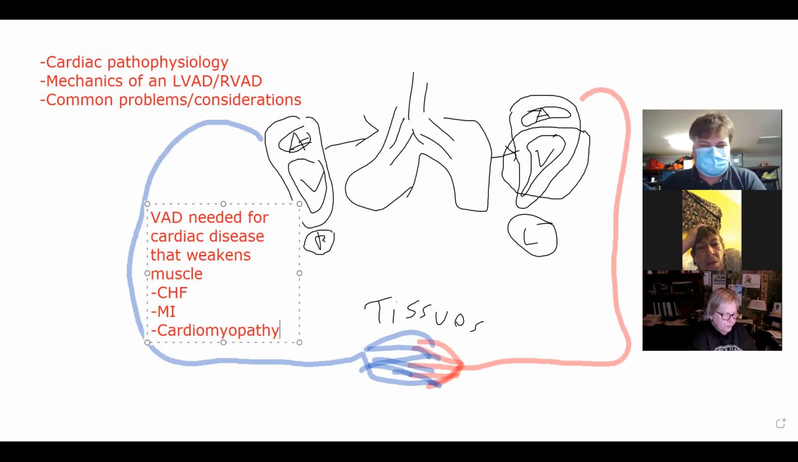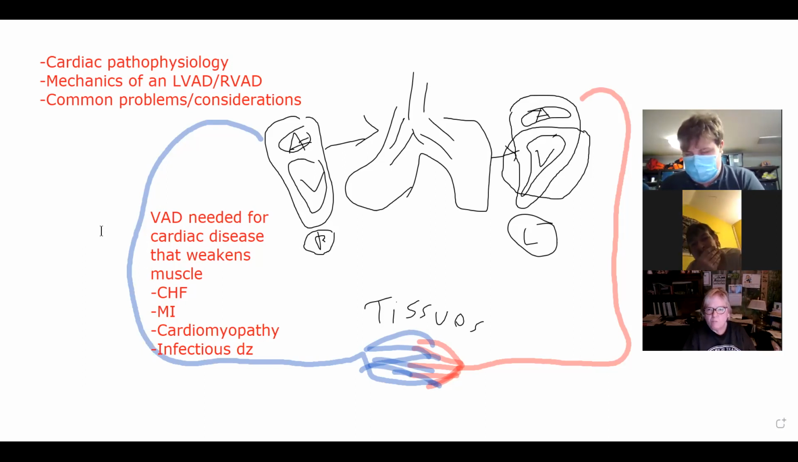And then the only other one that I would put in there is some sort of infectious disease, bacterial or viral. It could also put additional strain on your muscle and cause it to scar or weaken in some manner. So these are some indications for someone requiring a ventricular assist device.